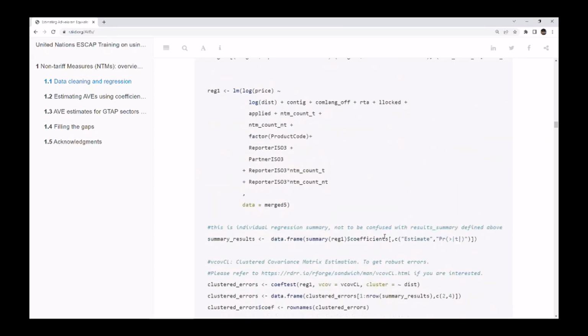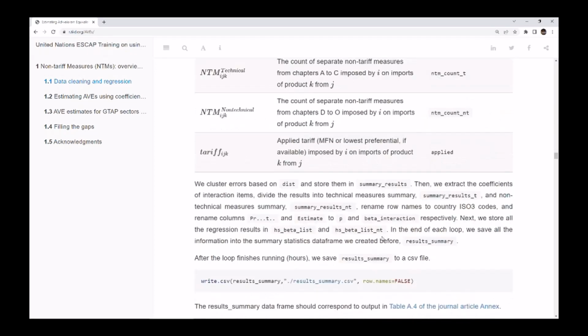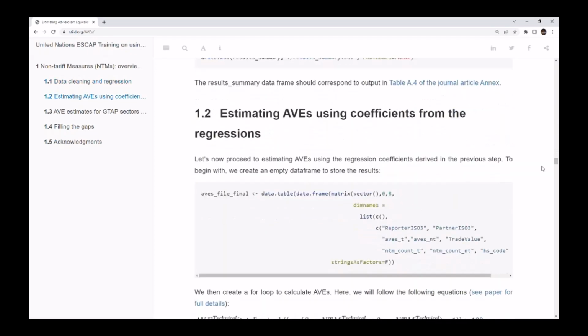You can calculate it at a chapter level. You can include the export control measures, whatever you want, but this will be enough to get you started without having to invent any of this from the beginning.